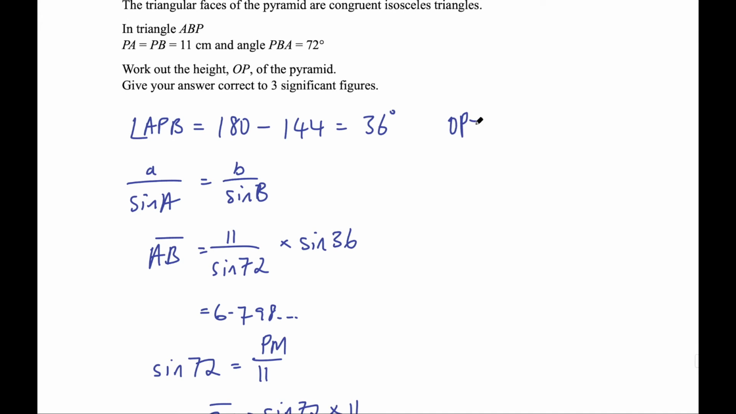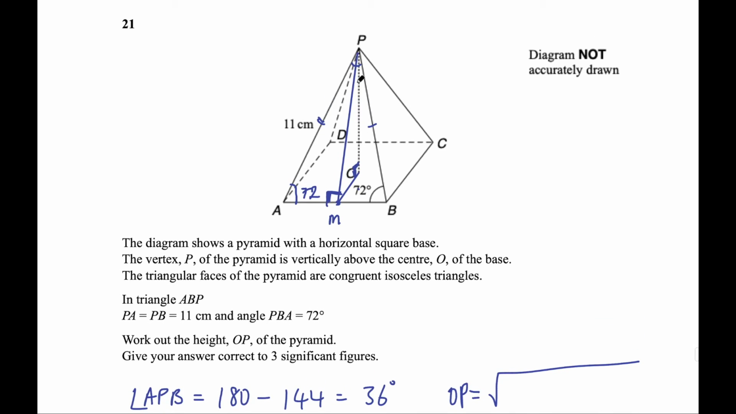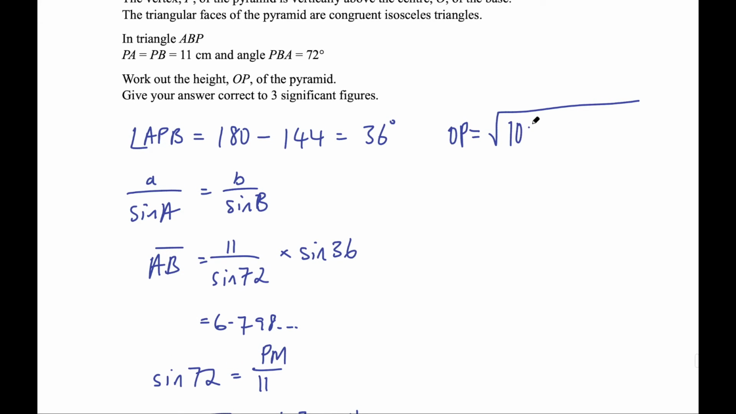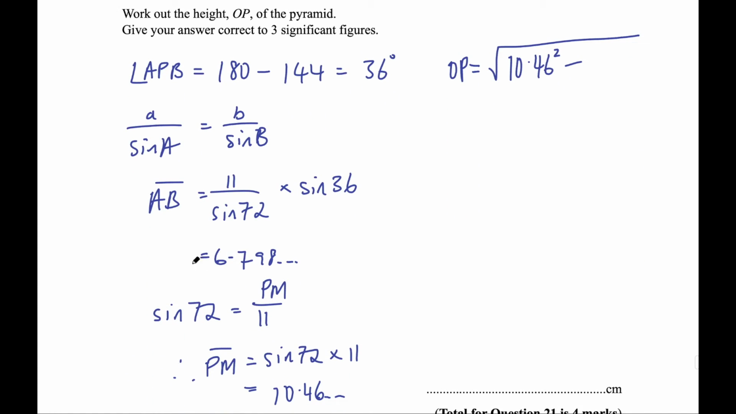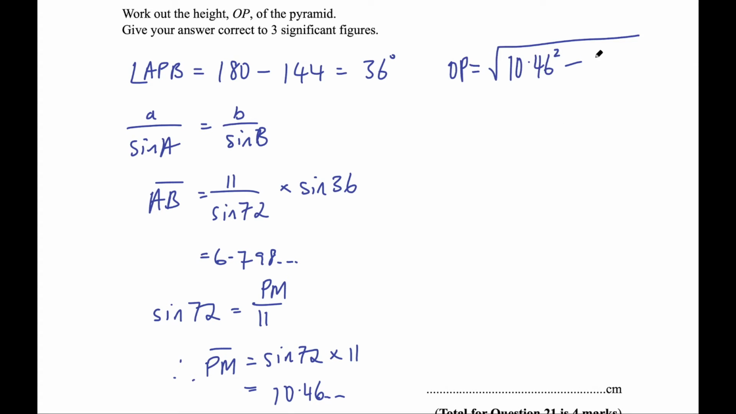So OP is going to be the square root of the hypotenuse squared. In this case it was PM. PM I just worked out was 10.46 approximately, squared. Subtract the other leg squared. OM was half of AB. So half of this number, I might just try to work that on the calculator quickly. So I want that previous entry and then divide that by 2. Okay, so that was 3.399, about 3.399 squared.